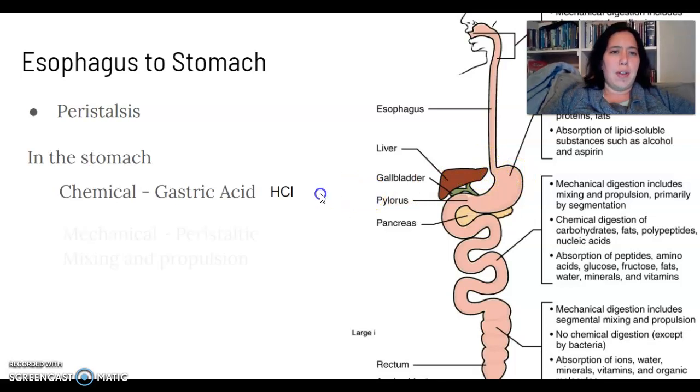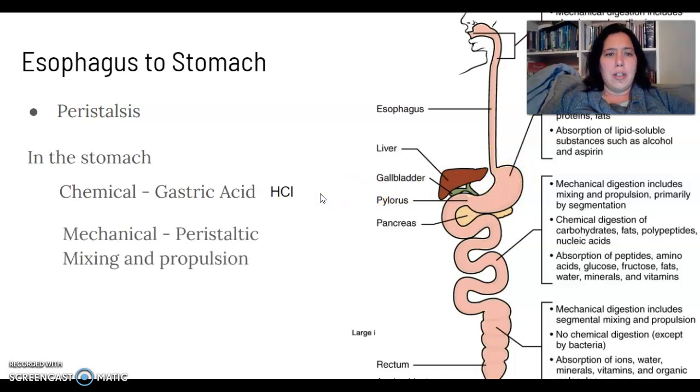All right, so that's our chemical digestion. Our mechanical digestion is known as peristaltic mixing. So just like the peristalsis, those wave-like contractions that move the bolus down into the stomach, the peristaltic mixing is also a wave-like contraction of your stomach that helps mix the contents of the stomach with those gastric acids to help those gastric acids better break down the food.